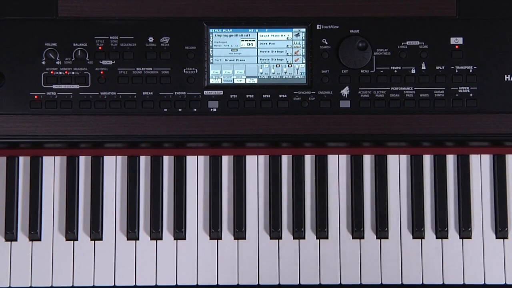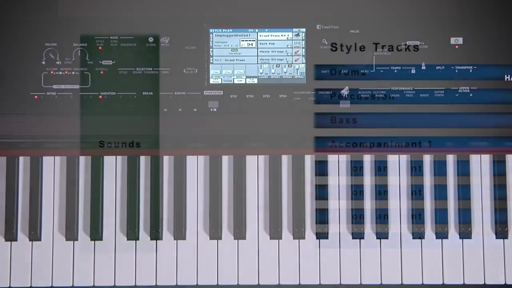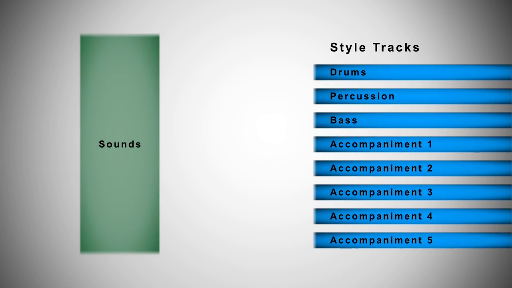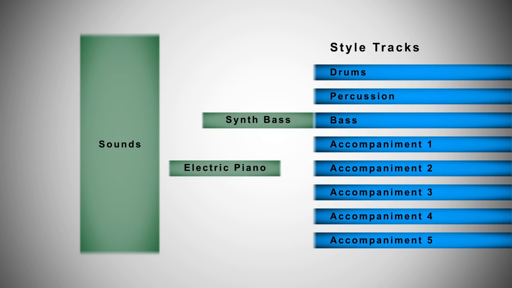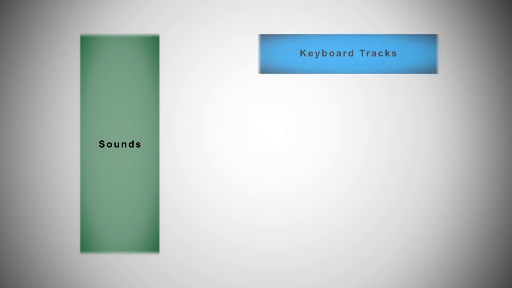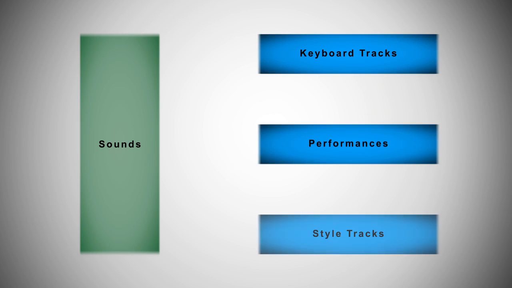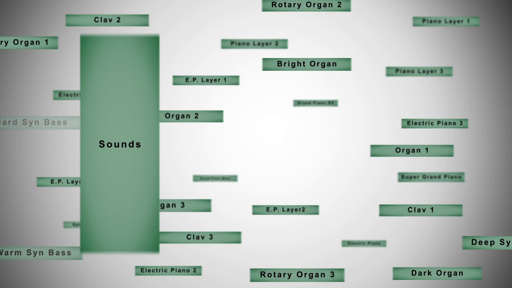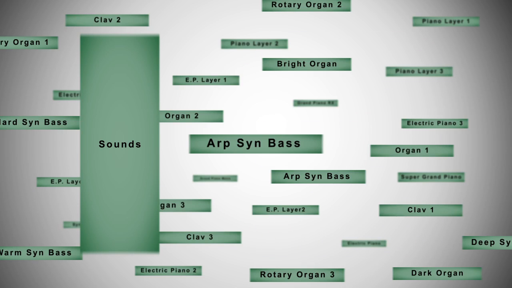In the next chapter, we'll look at styles, which, by the way, are much more fun to play along with than a metronome. In that chapter, you'll see that sounds are also used by the different tracks of the style accompaniment. For example, the bass track might use a synth bass sound, another track might use an electric piano sound, etc. So basically, the keyboard tracks, performances, and style tracks are all accessing the same library of sounds inside your Havian30. And there are hundreds of sounds to choose from, so the possibilities are endless.